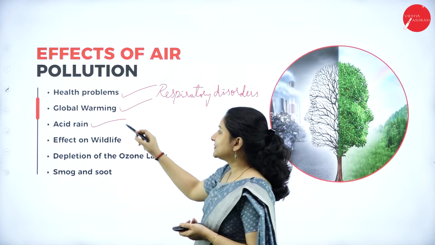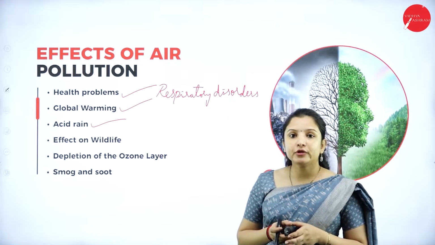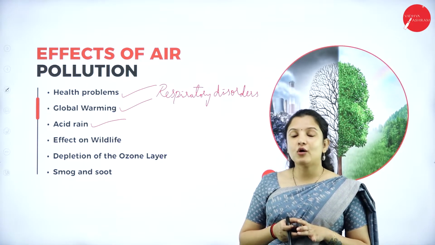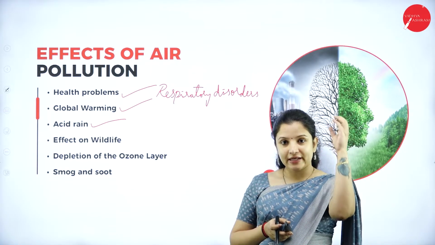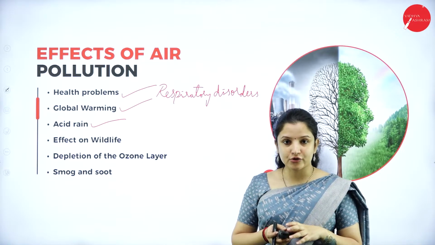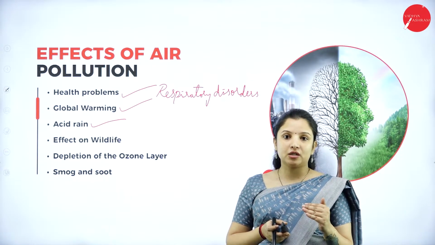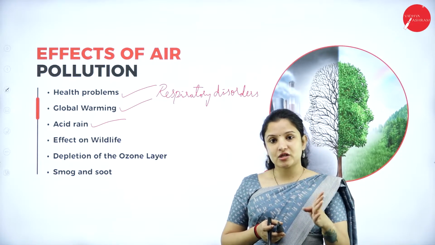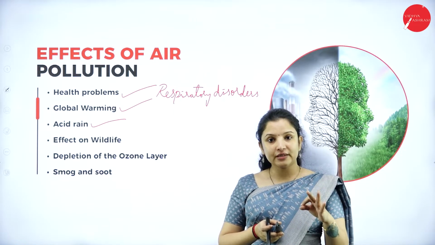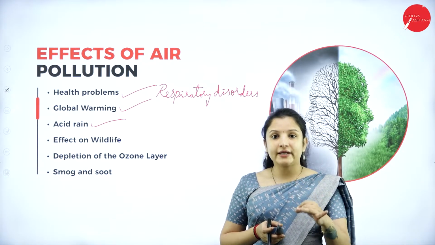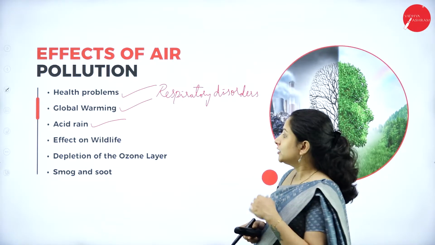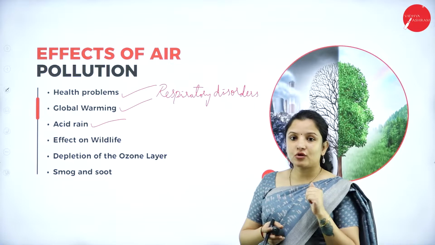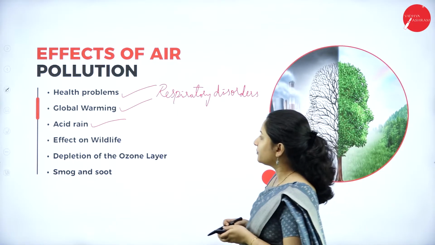Next is acid rain. So air pollution causes acid rain in the form of sulfur dioxide. Sulfur dioxide mixes with the water droplets and comes down to the earth, and it can cause destruction of buildings and monuments, it can cause a threat to wildlife, it can cause a problem to the crops, the plants and so on. So that is how acid rain is also one of the major effects of air pollution.